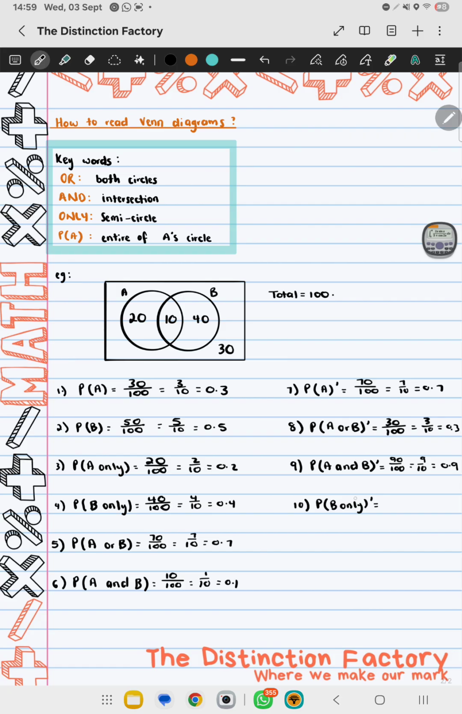Okay, the next one says the probability of B only. So we know that B only refers to the semicircle of B, which is the 40, but we want everything that is not that. So we're looking at the 20, the 10, and the 30 all together, and that adds up to give us 60 out of 100, which simplifies to 6 over 10 or 0,6.